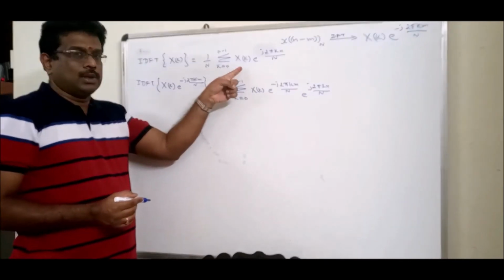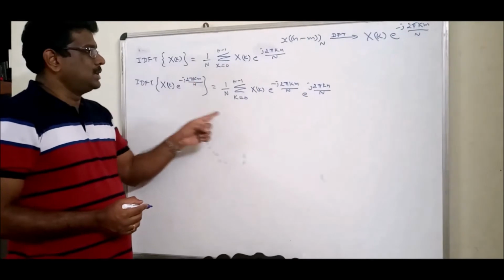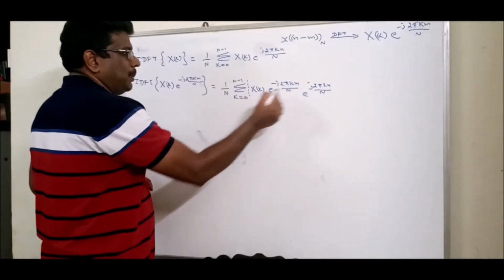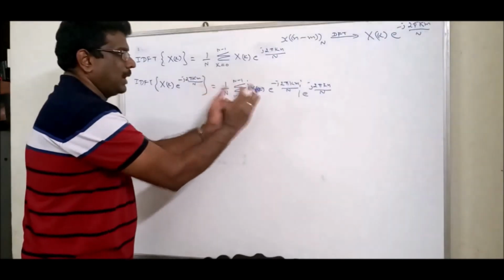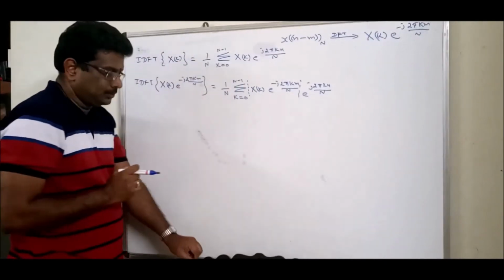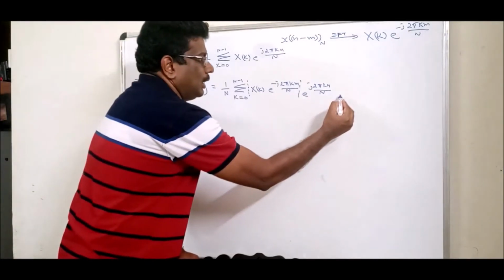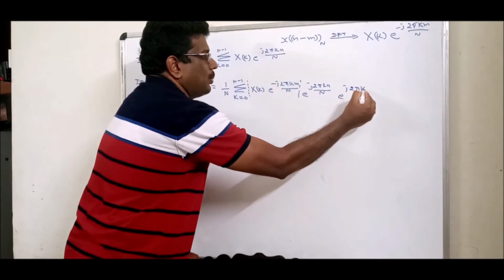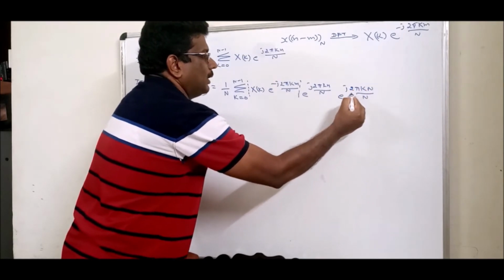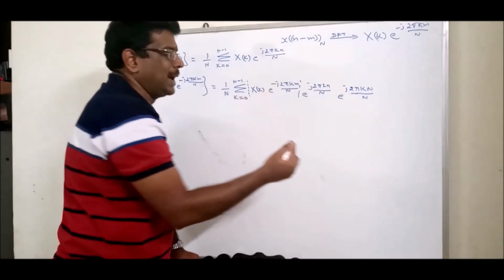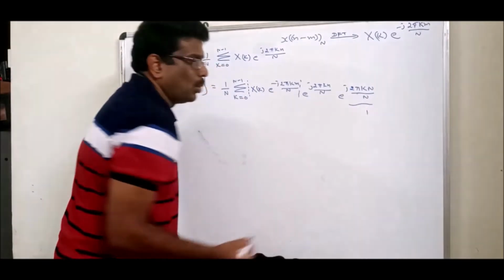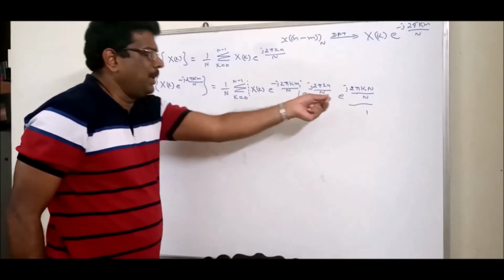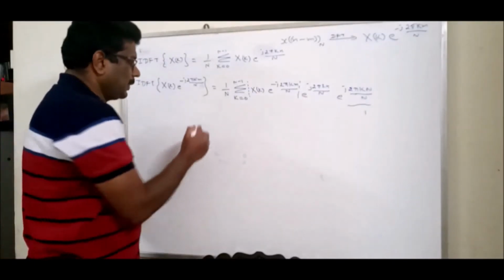Here also X of k, X of k e power minus j. So we just replaced this term as it is. Nothing wrong if I multiply by e power j 2 pi kn by n. If I add one extra term, nothing will happen. Reason, what is its value? 1, because n and n cancel. So multiplying by 1 will result in the same term.